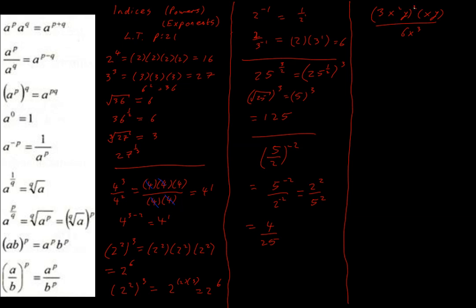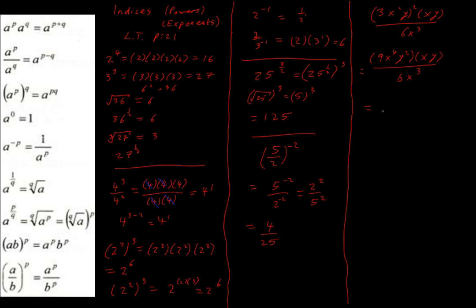I have a power in a bracket here, so I'm going to square everything that's inside here. So I'm going to end up with 9x to the power of 2, and multiply the power by 2 is going to be x to the power of 4. Y to the power of 1 by 2 is going to be y squared. And I still have that multiplied by xy all over 6x cubed.